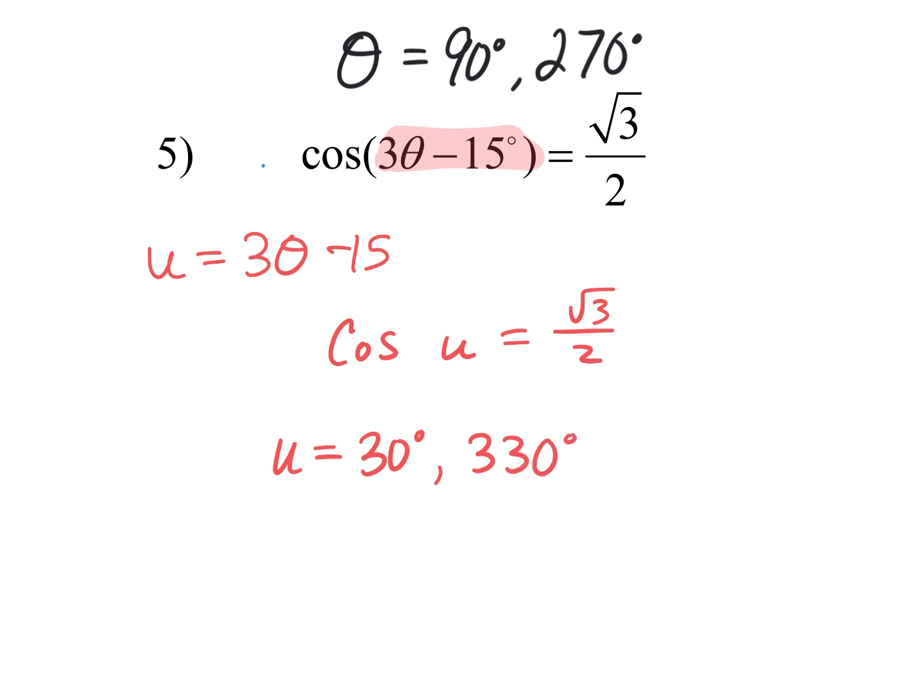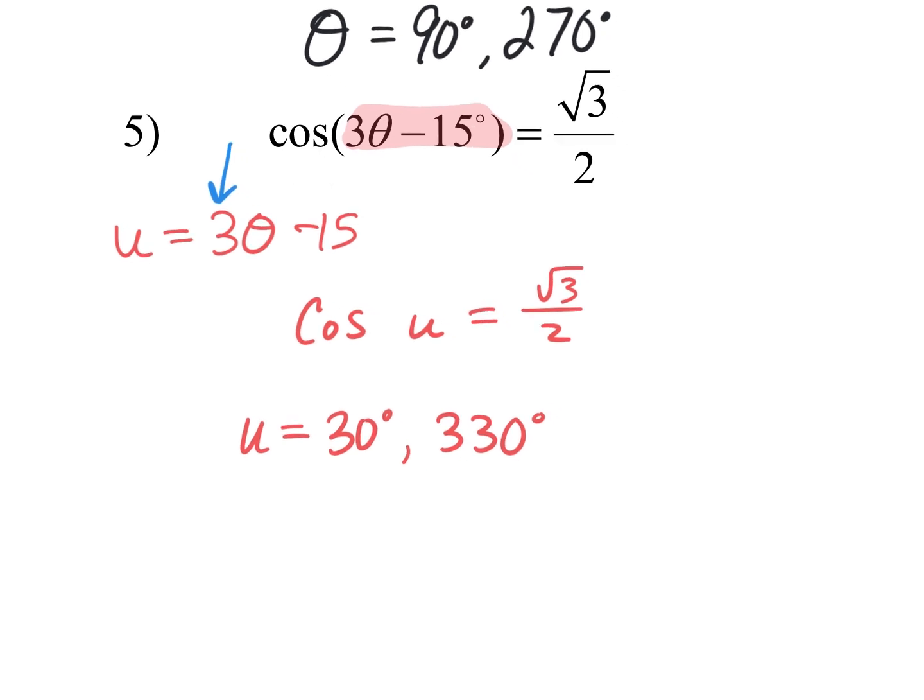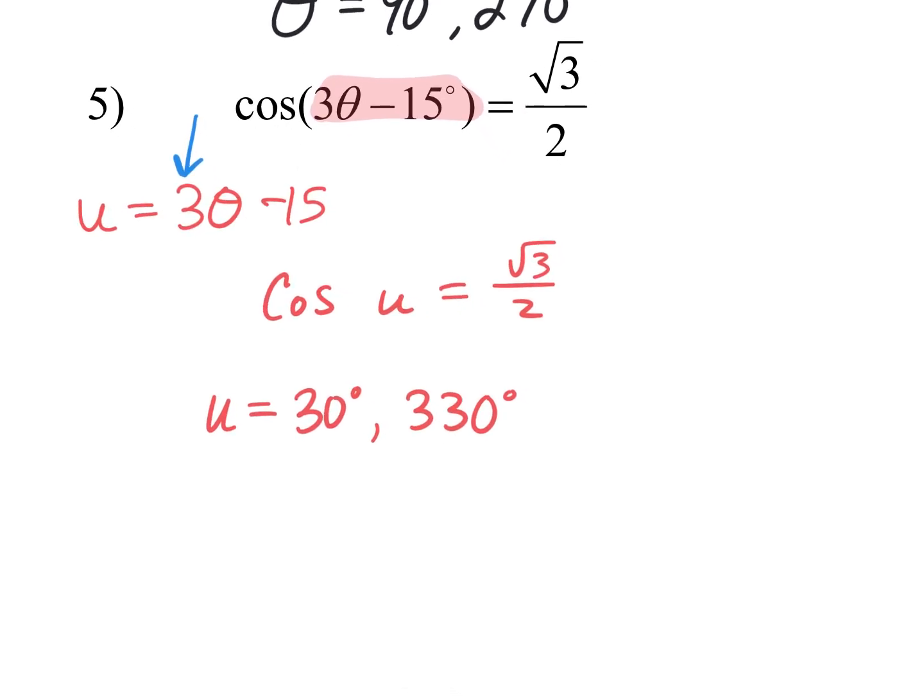Remember, this 3 tells us how many times around the unit circle we should go. So not just 30 and 330, we'll also include 390 and 690. And then finally, on our 3rd time around the circle, 750 and 1050 degrees.